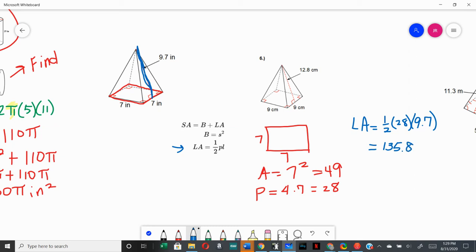And then total surface area is B plus pH. Well, all I got to do is add these 2 things together now. So this one's actually one of the easier ones. Don't even have to multiply by 2. 49, which is my B, plus my lateral area, which is 135.8.